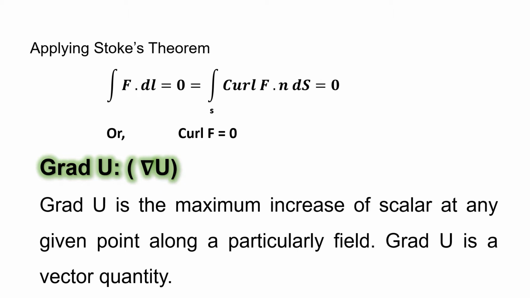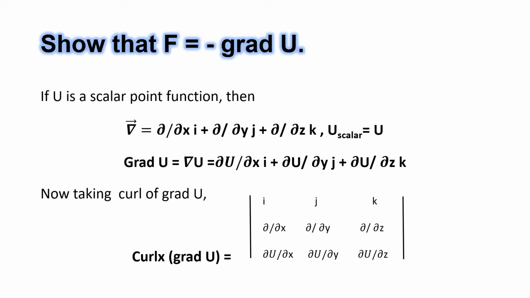The value of grad is partial over partial x i cap plus partial over partial y j cap plus partial over partial z k cap. Now, to show that force is equal to minus grad of u, we will take a scalar point function. We can write the del operator as partial over partial x i cap plus partial over partial y j cap plus partial over partial z k cap, and here u is a scalar. Applying the operator on u, grad u is equal to del u, which gives partial u over partial x i cap plus partial u over partial y j cap plus partial u over partial z k cap.